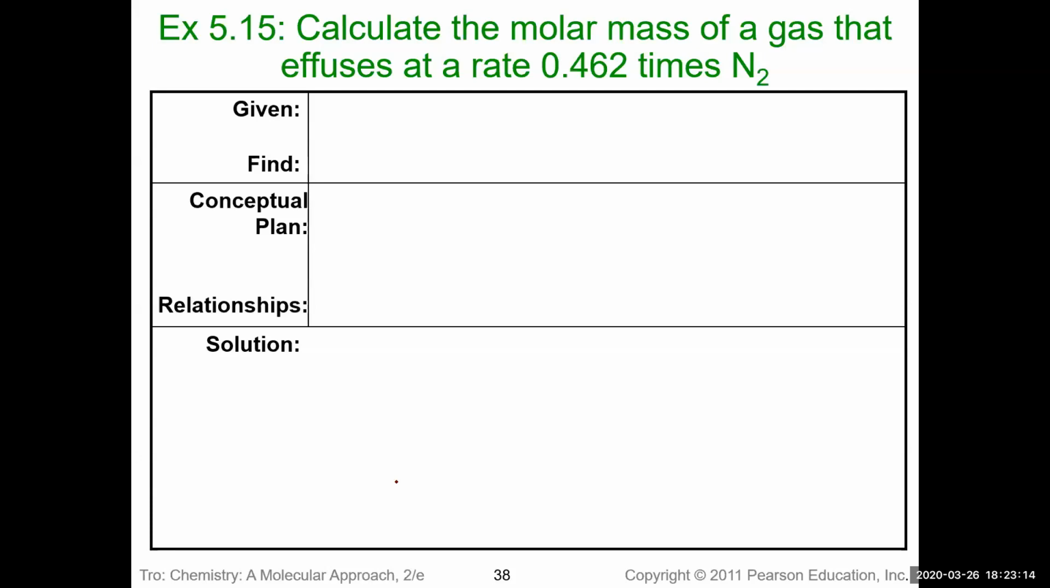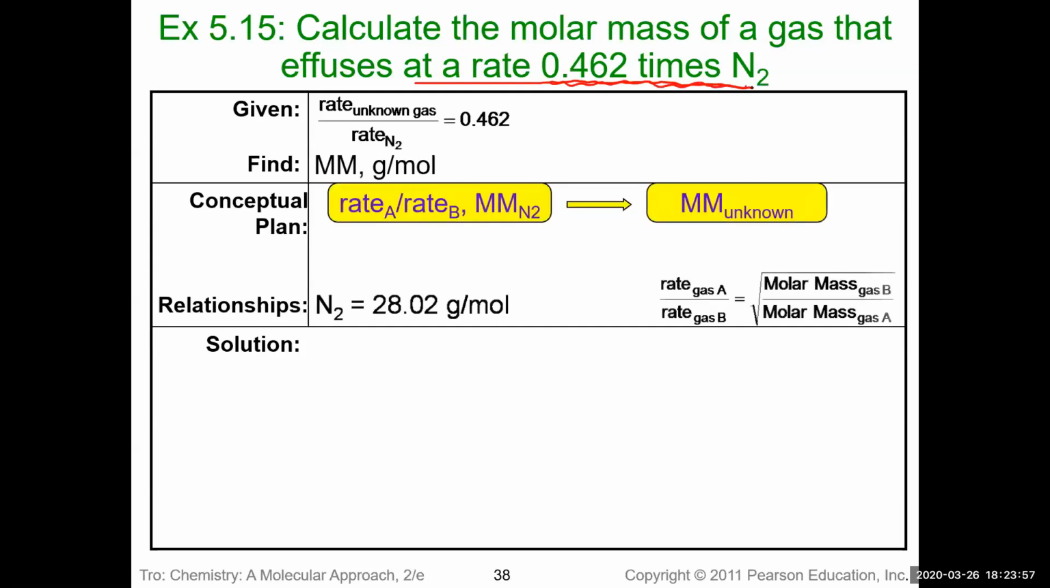For this question, we have a rate of an unknown gas, and it effuses at a rate of 0.462 times nitrogen. Does that mean that this gas is heavier than nitrogen or lighter than nitrogen? Heavier. It's heavier than nitrogen. This is what I mean when I talk about how you have to think about your answer before you do it, because Graham's law is kind of tricky in this way. You need to go, is my answer going to be bigger than or smaller than? Is my molar mass bigger than or smaller than? This molecule needs to be bigger than nitrogen in the end.